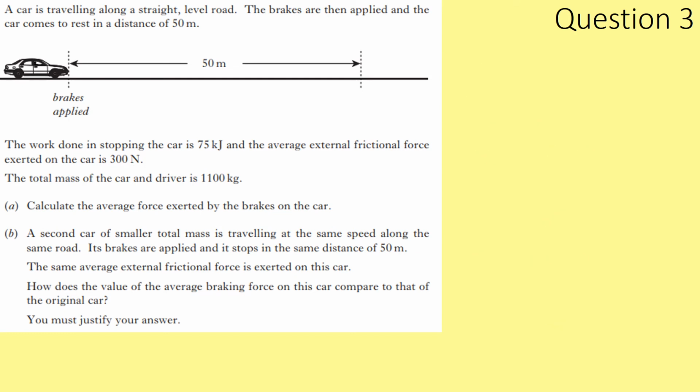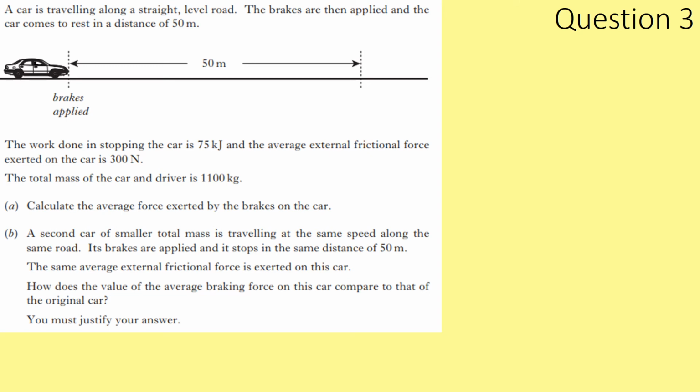In part B, we're told a second car of a smaller total mass is traveling at the same speed along the same road. Its brakes are applied and it stops in the same distance of 50 meters. The same average external frictional force is exerted on the car. How does the value of the average braking force on this car compare to that of the original car? And you have to justify your answer. So justifying your answer means that you have to show a relationship or an equation. And because this is a must justify, that means you must show that justification.